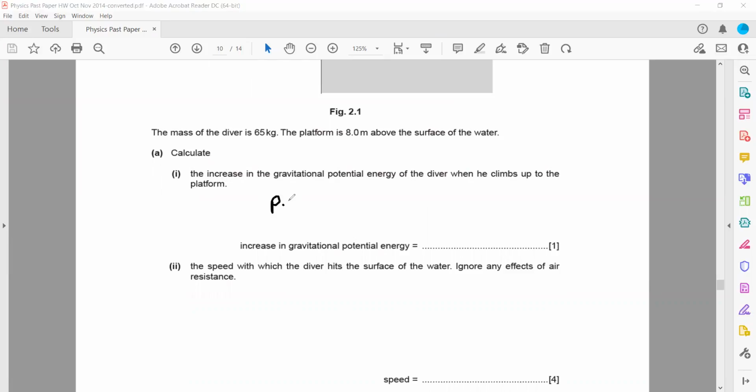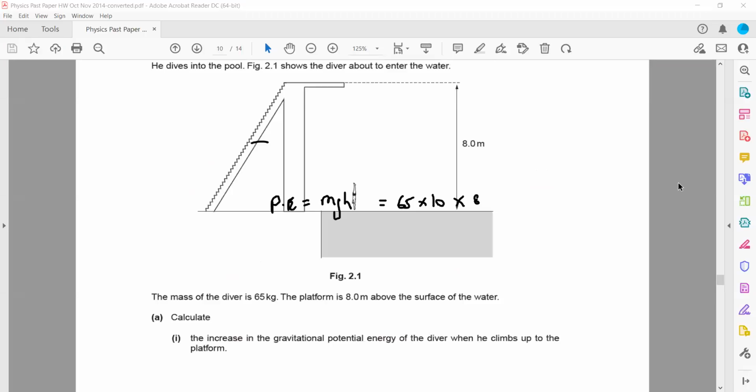That is given by a formula. That potential energy is mgh. So mass is how much? 65. Gravity is how much? 10. And he reaches a height of 8 meters, because when he jumps he's at this position, so he's 8 meters above the ground. That's why we use mgh.